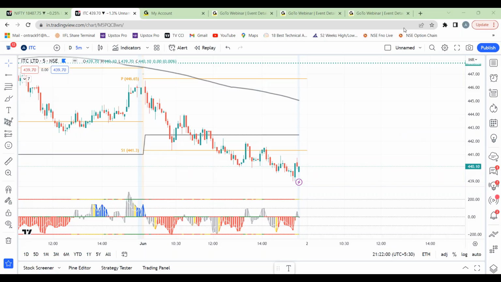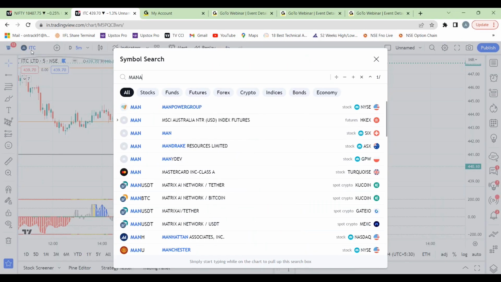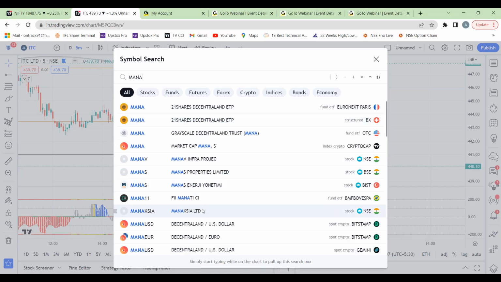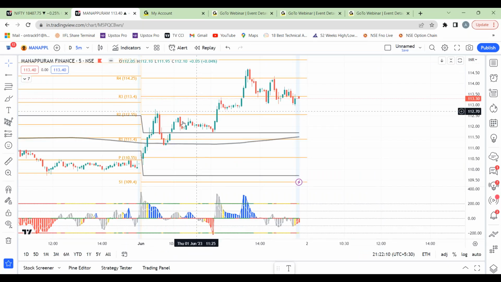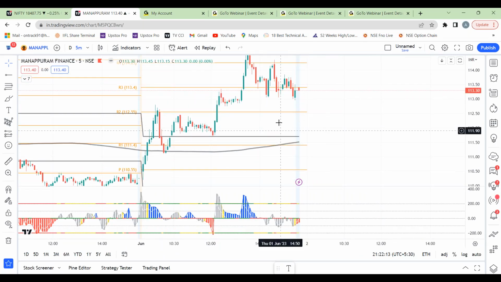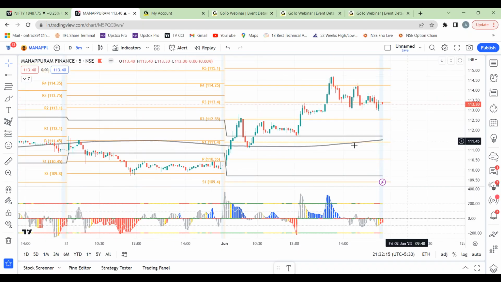Okay, there was a beautiful trade in Manappuram today. I did not post the trade as lot size was 6,000. So new traders will not find it comfortable to trade in a stock which has big lot size, but I'll show you the learning in this.